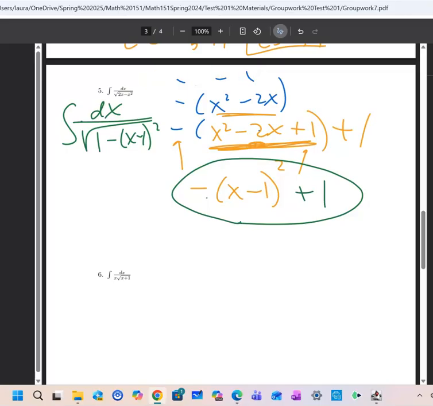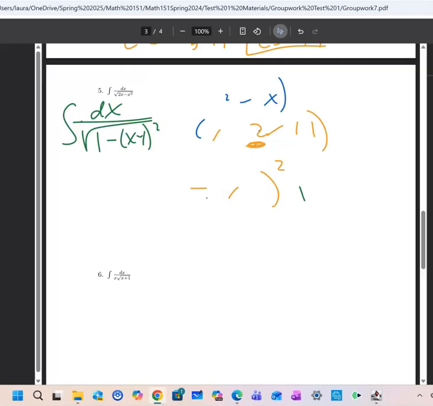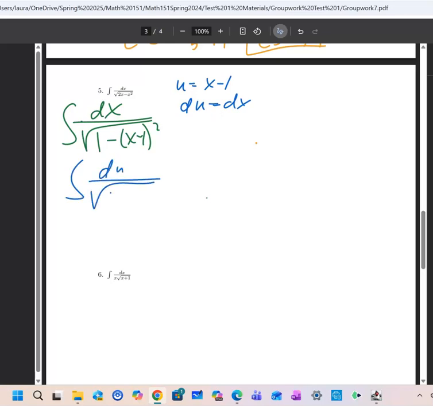Now I'm expecting a trig substitution, because that's why I completed the square, because it's inside the radical. So now I'm going to suggest that you do an easy u substitution next. Let u equal x minus 1, du is dx. So I get du over the square root of 1 minus u squared. I can clearly see that this is a sine trig substitution. So du is cosine theta d theta.